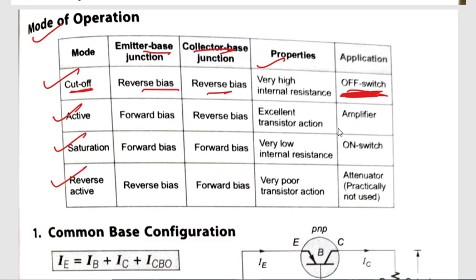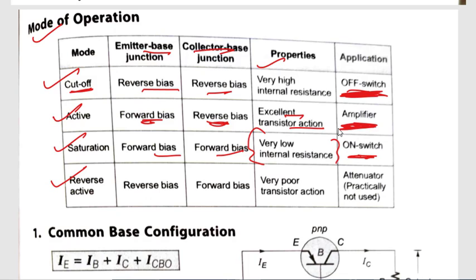Now active mode. In active mode, the emitter base junction works as forward bias and the collector base junction works as reverse bias. The property is excellent transistor action, and it works as an amplifier. Now in saturation, both the junctions are in forward bias, it has very low internal resistance, and it works as an on switch.